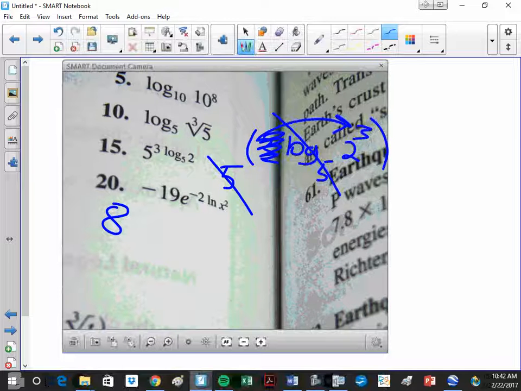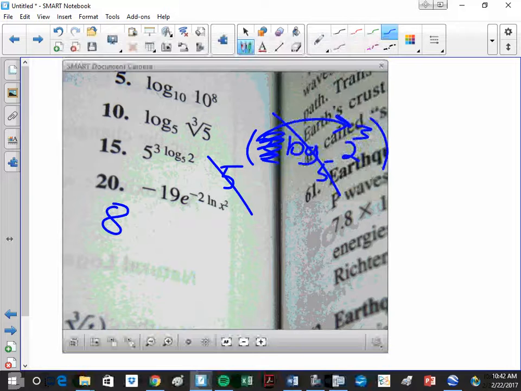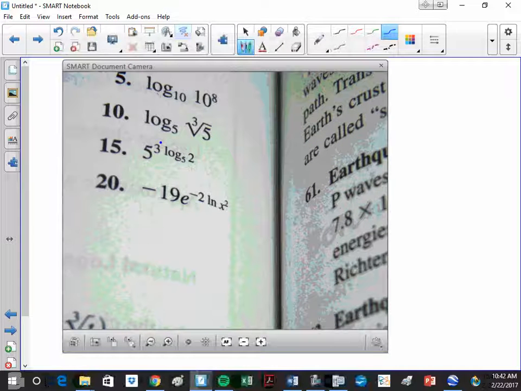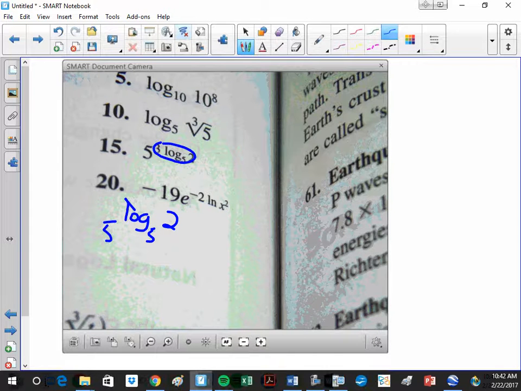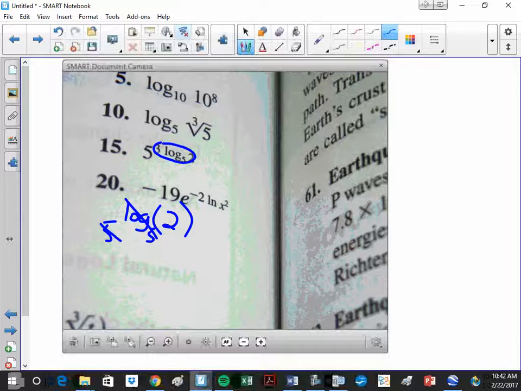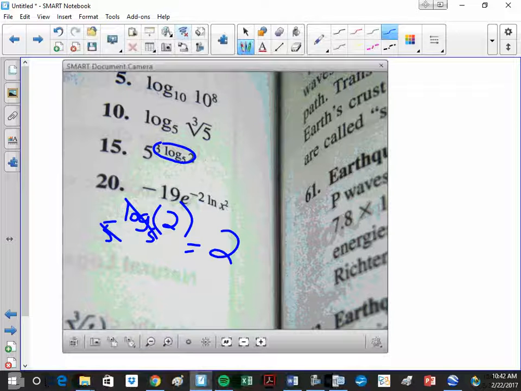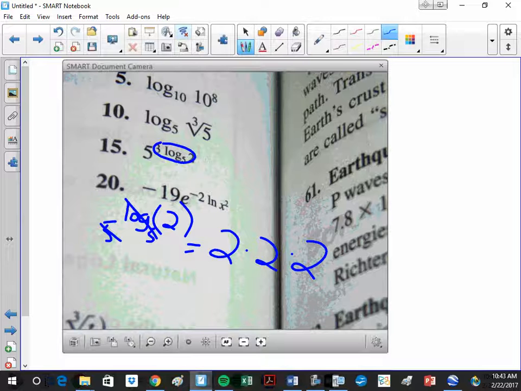Or, if you would prefer, we have 3 copies of this. So 5 to the log base 5 of 2 turns into 2. So this equals 2. And I have 3 copies of those. And that's where the 8 comes from. So again, there are usually 2 ways to look at these logarithms.